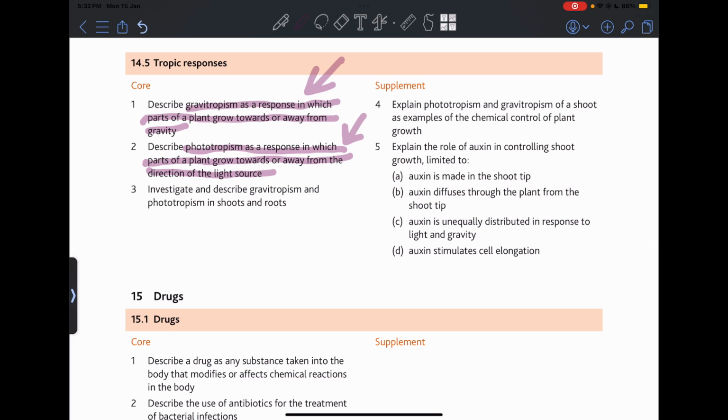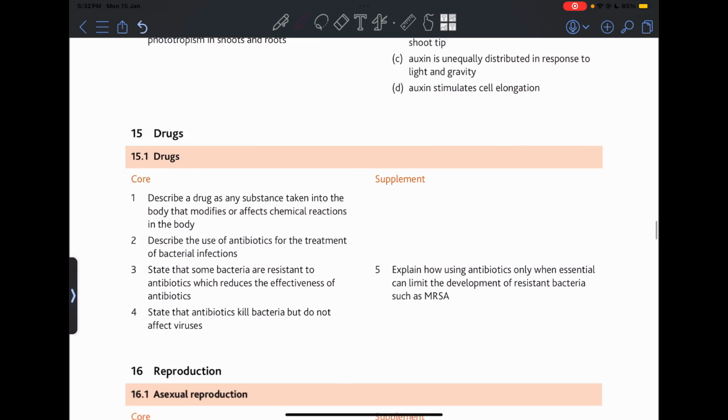Number 5, explain the role of auxin in controlling shoot growth. Limited to auxin is made in the shoot tip. Auxin diffuses through the plant from the shoot tip. So auxin, as it's written down, is helping the plant control its growth, and auxin is unequally distributed in response to light and gravity, so it is produced according to the light and gravity around the plant. Auxin stimulates cell elongation, which means it will help the cells grow longer.